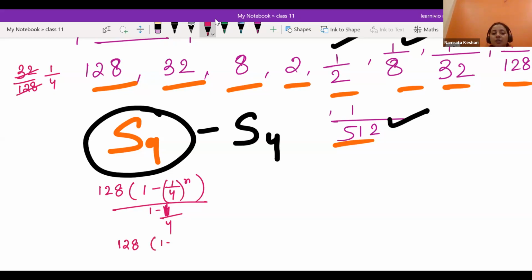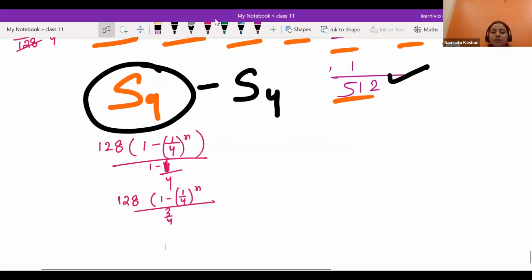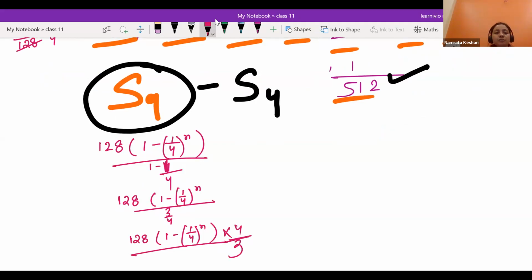128 times 1 minus 1/4 to the power n over 4 minus 1, that is 3/4 we are getting. If we take it in the numerator, it will be 128 times 1 minus 1/4 to the power n, and here 3/4 will become 4. Any confusion? Confusion? Manvi, is it making sense? Yes, ma'am.